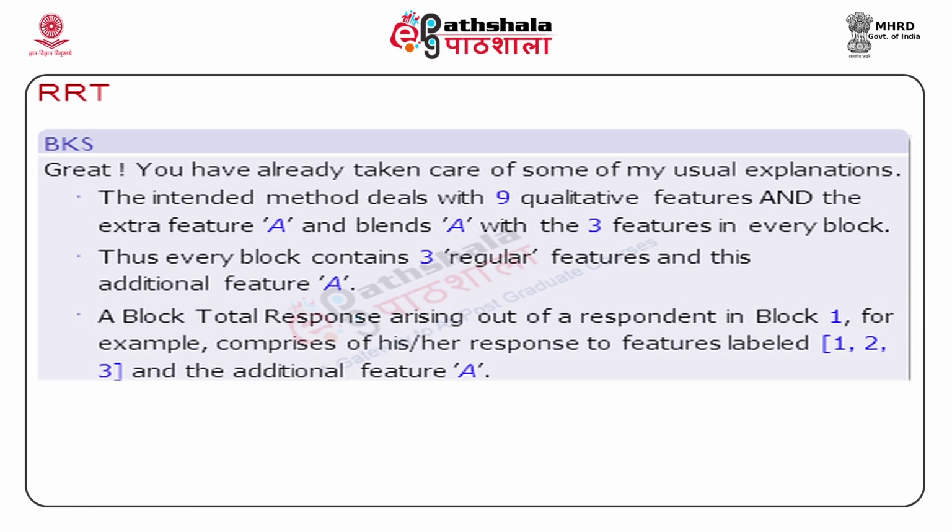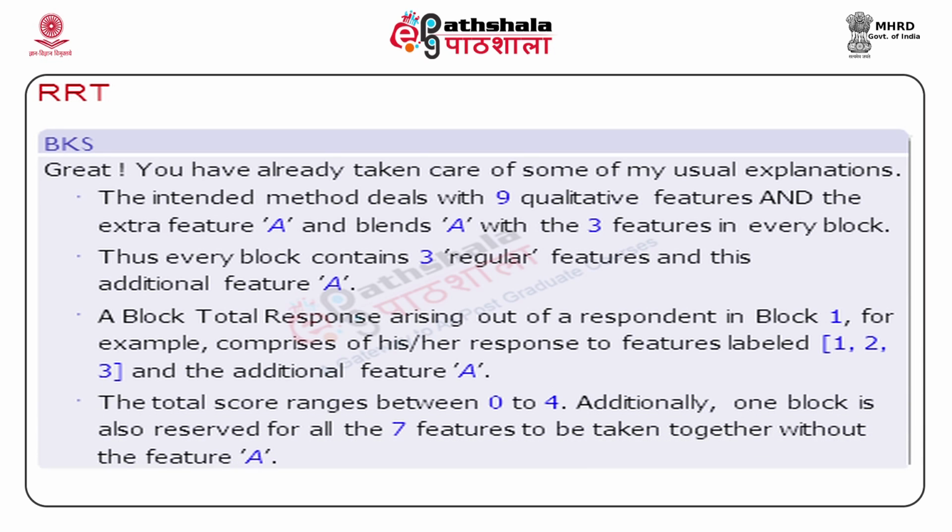A block total response arising out of a respondent in block 1, for example, comprises his or her response to the features labeled 1, 2, 3 and the additional feature capital A. So, all that the person does is look at these 4 features, 1, 2, 3, A, examine his or her status in respect of each of these features, have a score of 1 or 0, and the total score is reported. The total score ranges between 0 and 4. So that is the end of the first part.